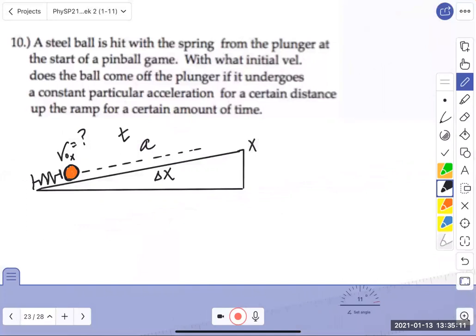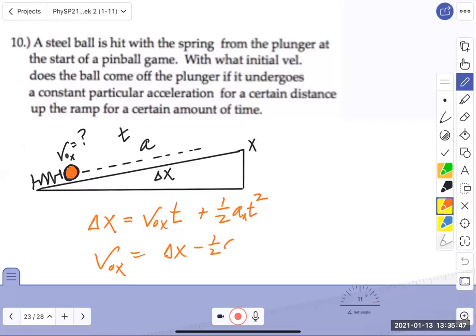So now which equation should we throw at this one? Second orange. Now this has a little caveat at the end. Delta X equals V naught X T plus 1/2 A T squared. These are all X's, A sub X, okay. I'm trying to find V naught X, so I solve: V naught X equals delta X minus 1/2 A sub X T squared all over T. I don't like that. It's the old Plunkett rule. So 2 delta X minus A sub X T squared all over 2T.